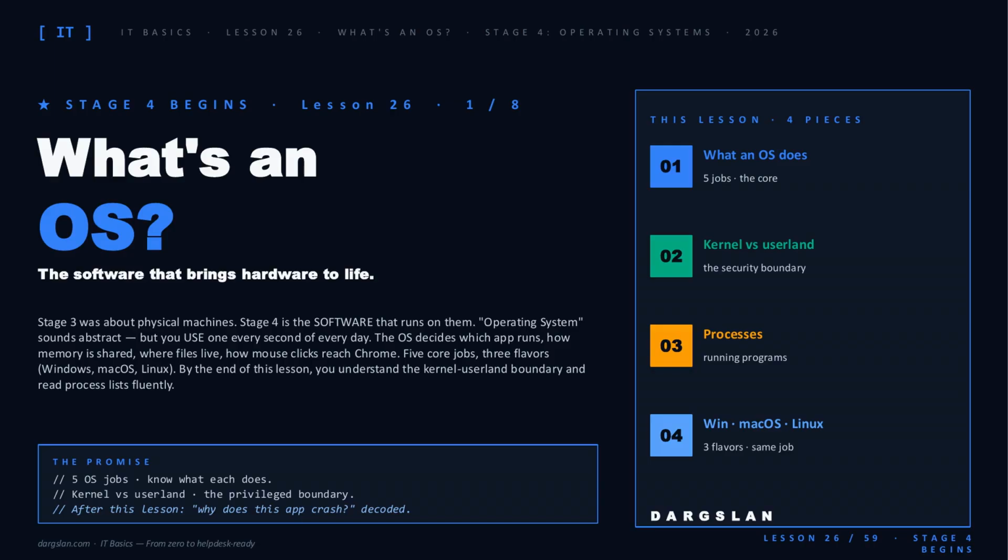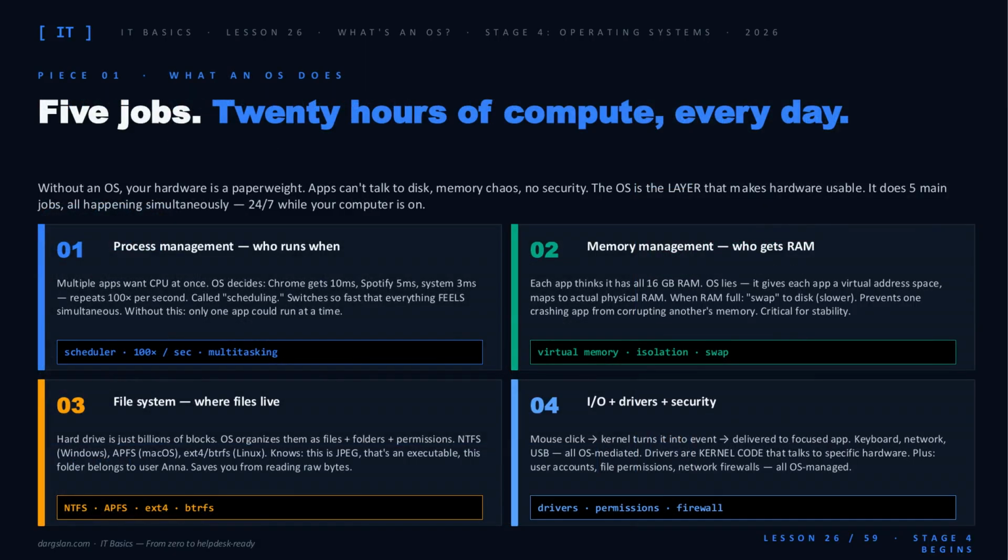5 core jobs the OS handles, the kernel userland boundary that keeps everything secure, how processes really work, and a quick tour of Windows, macOS, and Linux. By the end, you'll read a process list fluently and finally know why a crashing browser doesn't take your whole machine down. So let's make that invisible layer visible.